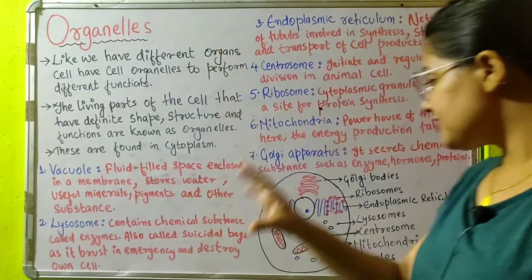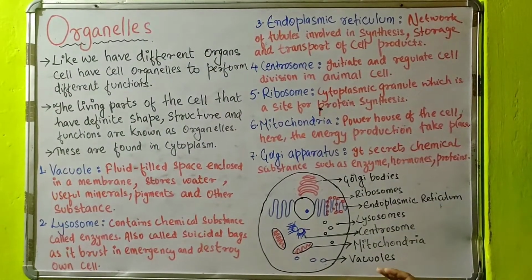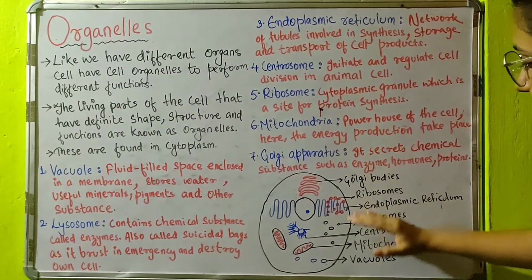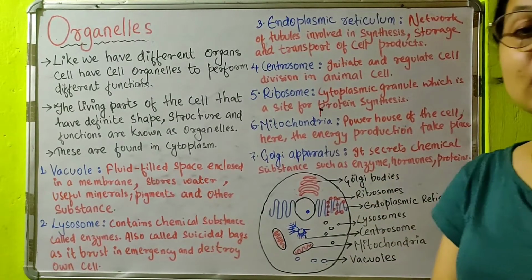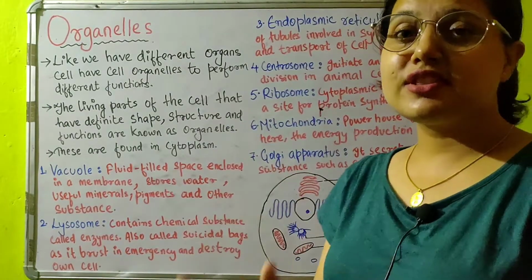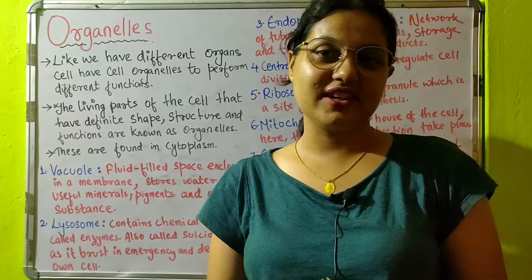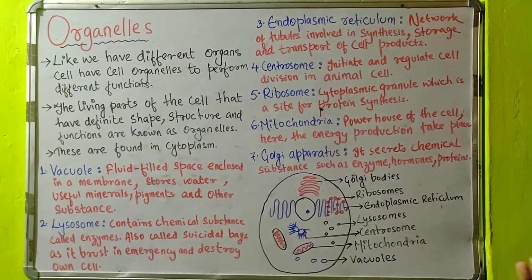You come to this picture here. This is the diagram of an animal cell I have made. You see here I have written the names of different organelles. You need to memorize the names of different organelles. There is no shortcut for this, so let us try to memorize it.